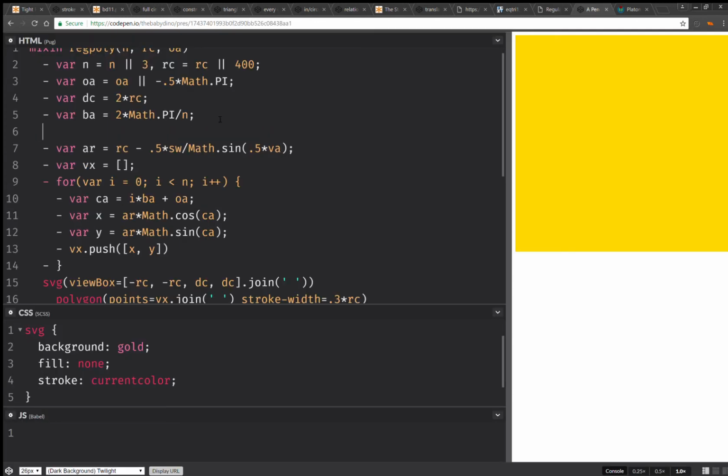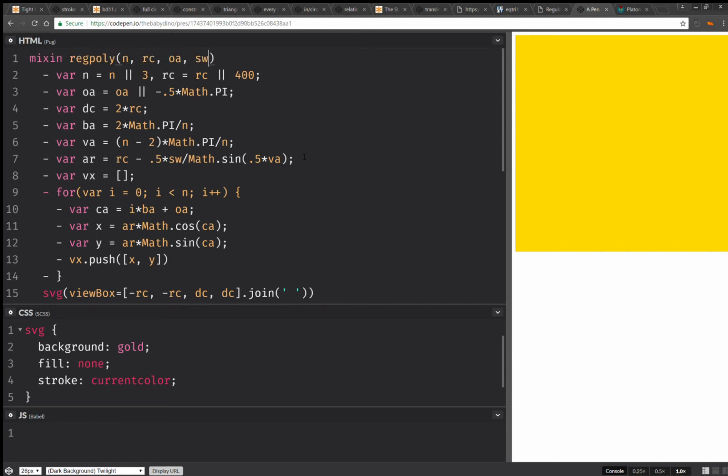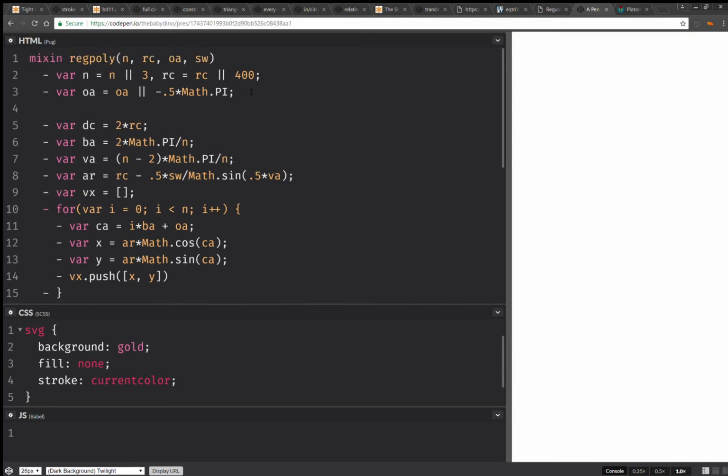So let's do it. The vertex angle is, as I said, n minus 2 times 180, which is pi, over n. And now that we have this, we should get the correct result. Since we didn't, something must be wrong. Oh, okay, stroke width. We need to set a stroke width.